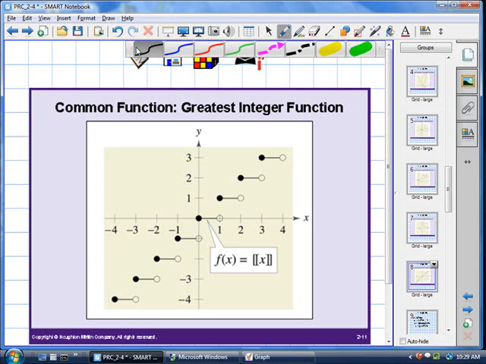Do you see how all these, 2.1, 2.2, 2.3, all come out the same height, 2? But as soon as I go to 3, it hops up, because the greatest integer of 3 is 3. What's the greatest integer of 3.2? 3. 3.4? 3. But as soon as I go to 4, it hops up.